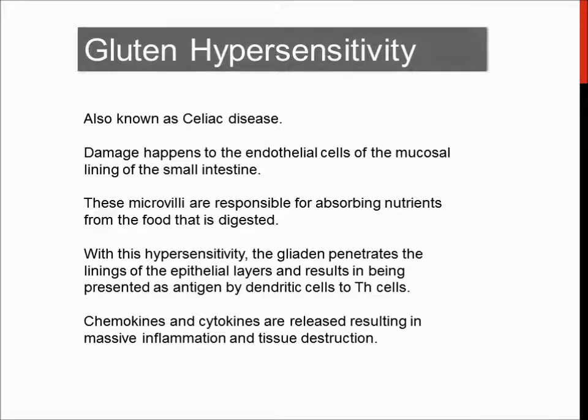The third type of delayed type 4 hypersensitivity is gluten hypersensitivity, also known as celiac disease. In this case, production of IgG, IgM, and IgA antibodies also assist the T cells in doing extreme damage to the endothelial cells of the mucosal lining of the small intestine. Basically, think of this as an allergic reaction in your gut.